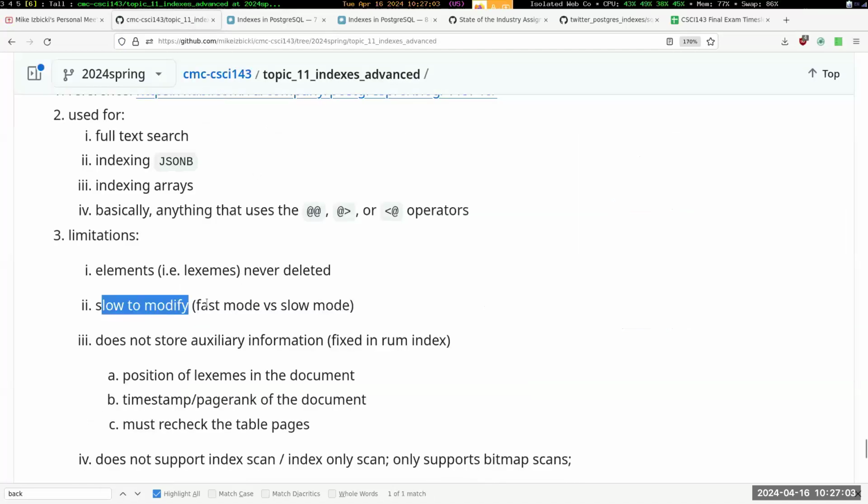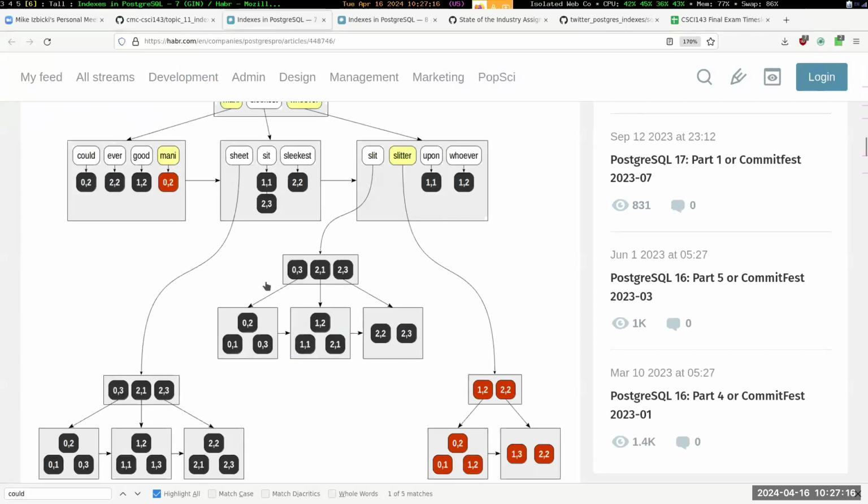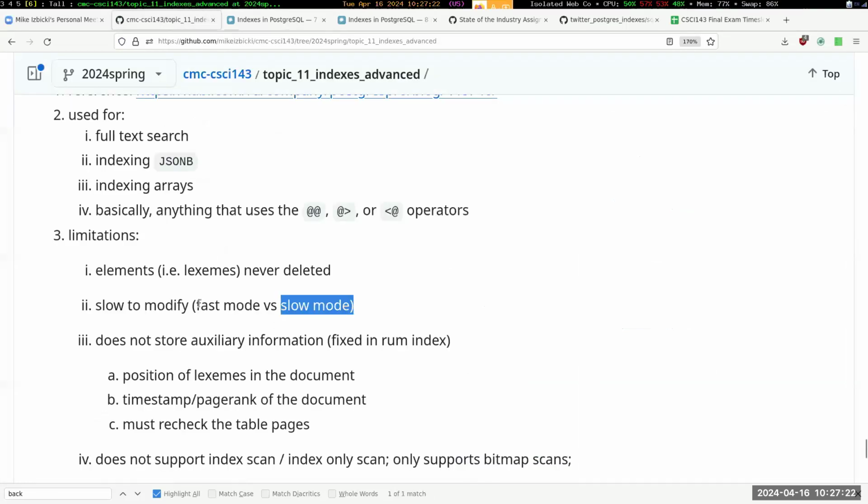In slow mode of the GIN index, it's actually going to modify that index every insertion. So in slow mode for the index add, it's going to modify potentially many pages every insertion, usually on the order of maybe like 50 to 100 pages every insertion. In fast mode, it's going to automatically, behind the scenes, batch up a lot of those insertions for you. And then when the vacuum operation is run, it's going to do those insertions in bulk.